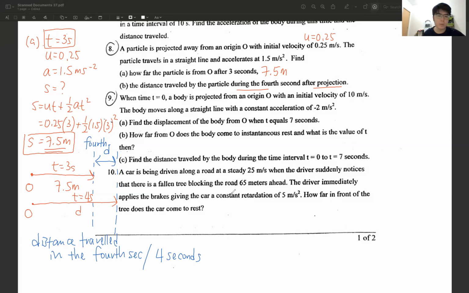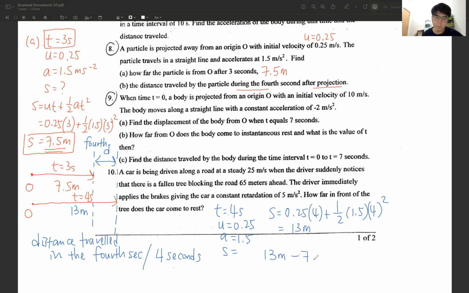Okay, so that means we calculate again. This time we take t as 4 seconds. u equals 0.25, a equals 1.5, and we want to find s. Okay, so s equals 0.25 times 4 plus half times 1.5 times 4 squared. You calculate this and we get 13 meters. This is the distance from 0 seconds to 4 seconds. So if you want the 4th second, we take 13 meters minus 7.5 meters. What do we get? 5.5. This is your answer.